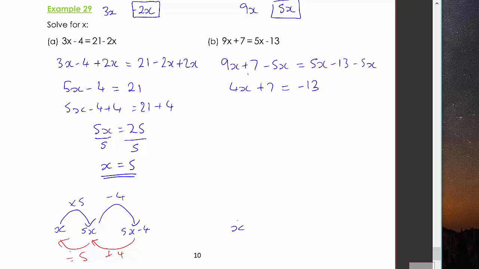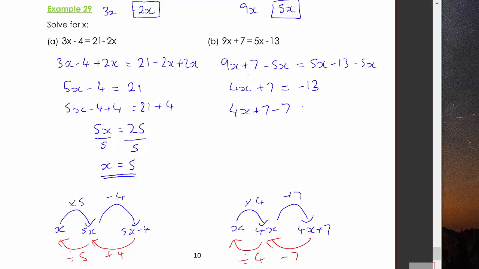So x multiplied by 4 gives me 4x. Then I add 7, 4x plus 7. So to go back, we've got negative 7, we've got divided by 4. And so 4x plus 7, take away 7 is negative 13, take away 7. So that's 4x on this side, negative 20 on that side, divide by 4, that gives me x is negative 5.